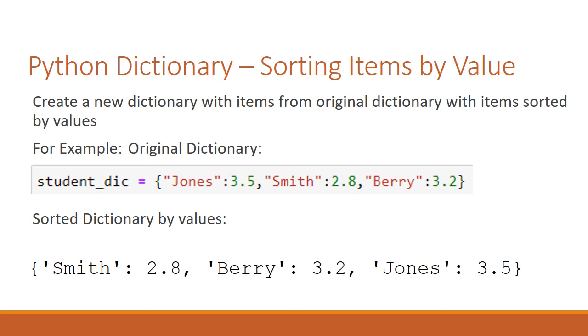Okay, what if we want to sort our dictionary by values? So for example, our dictionary Jones 3.5, Smith 2.8, Barry 3.2, we want to sort it in ascending order by grade point average. Our sorted dictionary would be Smith 2.8, Barry 3.2, and Jones 3.5.